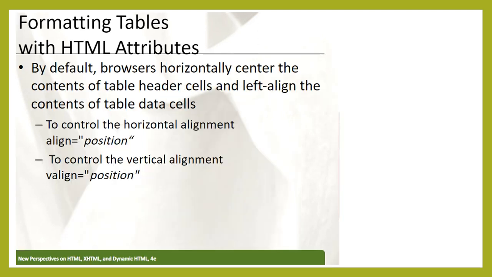If the user does not provide where the table header will be located and what type of alignment the text has, by default, browsers horizontally center the contents of the table header cells and left align the contents of the table data cells. To control the horizontal alignment, the user should provide align equals position, where it should be suitable. To control the vertical alignment, the user can specify valign equals position.